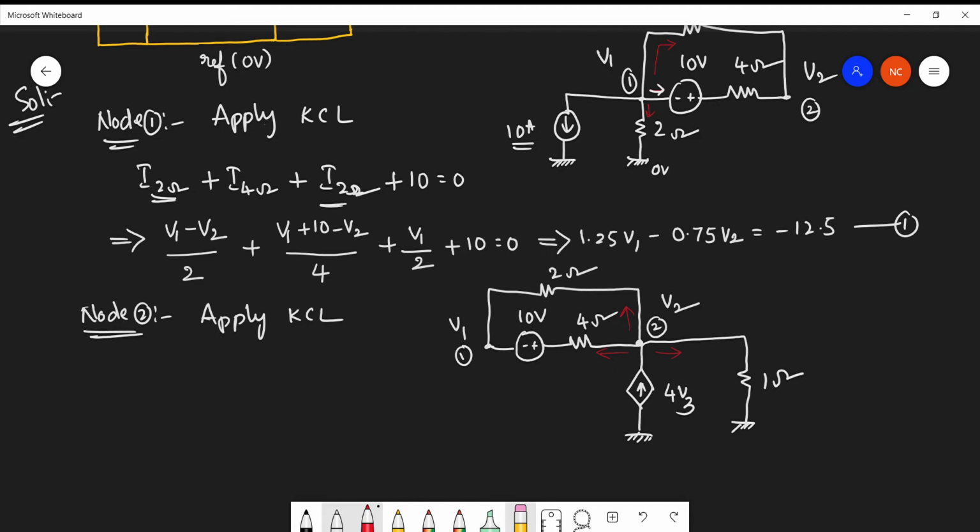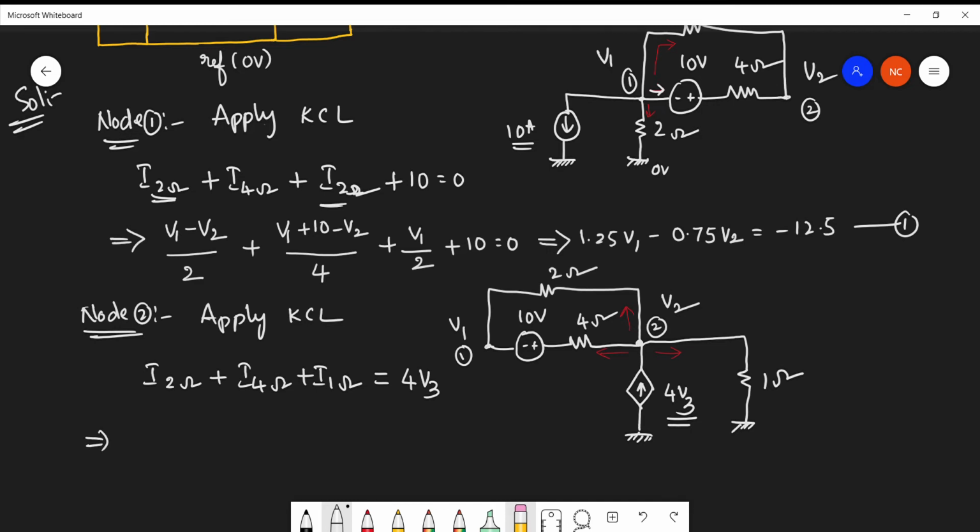Okay, so now you apply KCL. That means current passing through 2 ohm resistor plus current passing through 4 ohm resistor plus current passing through 1 ohm resistor is equal to this dependent current source, no? So you can observe the direction of that. So that is entering towards node 2, which is equal to 4V3.